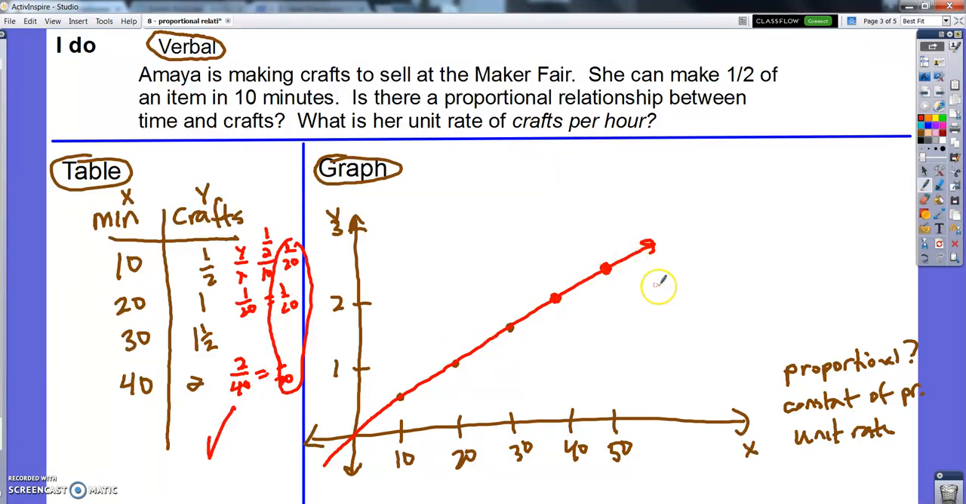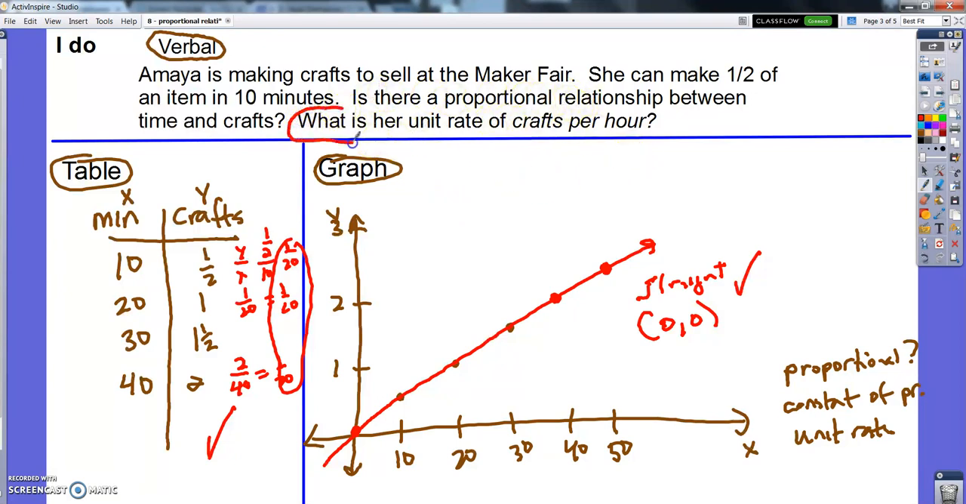And here I can tell because it is a straight line and goes through 0, 0. In 0 minutes, she makes 0 crafts. So I can also tell that it's proportional that way. Either of the two methods work. So yes, it is a proportional relationship.